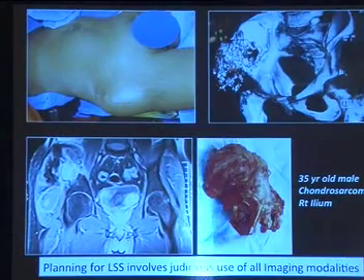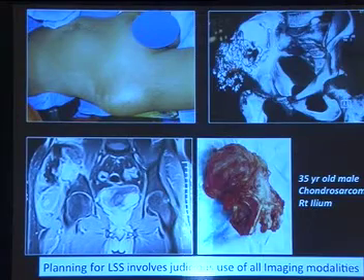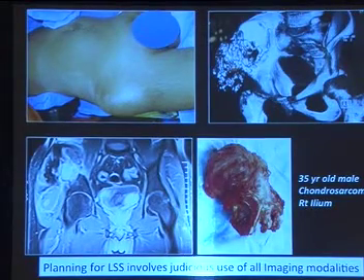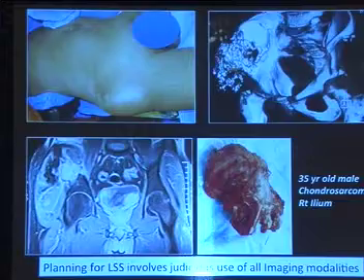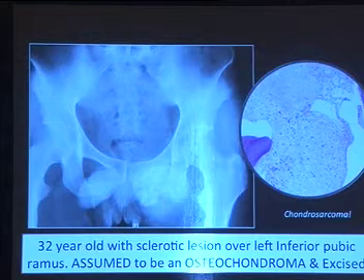So that's a 35-year-old male, chondrosarcoma of the right ilium. That's a classical example where all the modalities, plain X-ray, CT chest, and MRI, are used before limb salvage is attempted. So that's a 32-year-old patient with a sclerotic lesion of the left inferior pubic ramus. This was assumed to be an osteochondroma and was excised. The biopsy came back as chondrosarcoma.